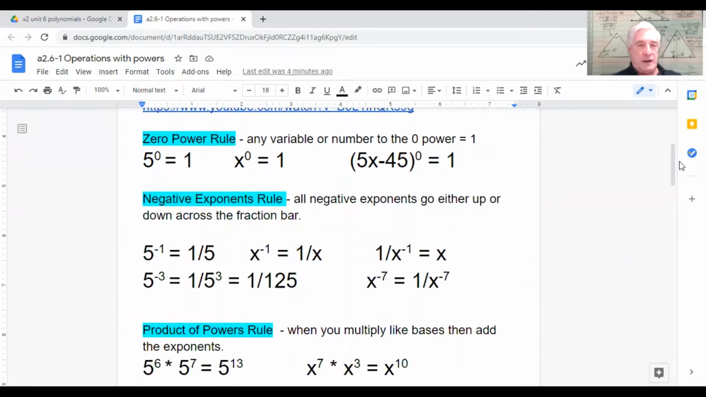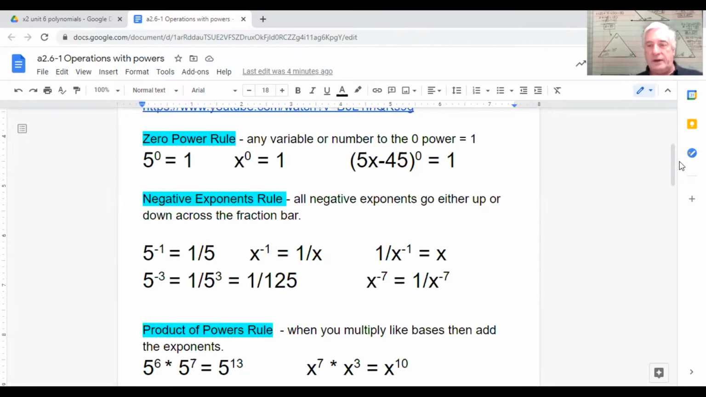The first rule I want to talk about is the 0 power rule. Anything that is 0 power is 1. What's 0 to the first power? That would be 0. What's 0 to the second power? Let's see. 0 times 0. Yep, that one's 0 too. But anything that is 0 power, by definition, is 1.